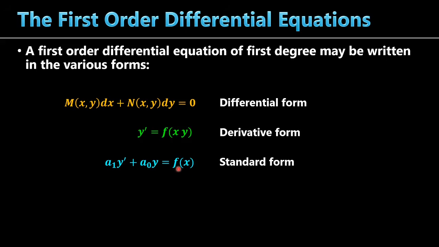But in case the independent variable is t, for example, then on the right-hand side, we will only have terms containing t. And again, on the left side, we will have all the terms containing the dependent variable, which in this case is y, and all of its derivatives. So again, that's what we call the standard form. So these are the three ways of writing or expressing a first-order differential equation.